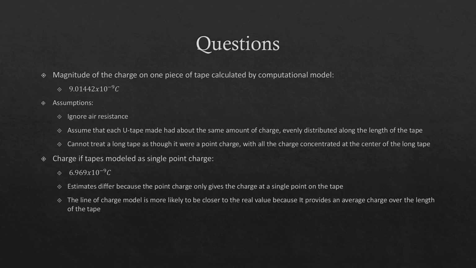The charge if the tapes were modeled as a single point charge would be 6.969 times 10 to the negative 9th coulombs. These estimates differ because the point charge only gives us the charge at a single point on the tape, and the line of charge model is more likely to be closer to the real value because it provides an average charge over the length of the tape.